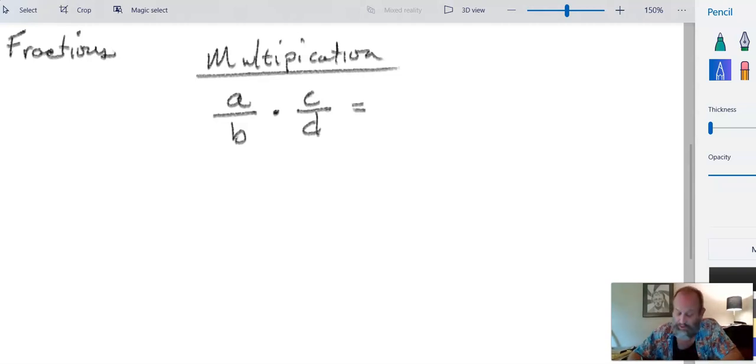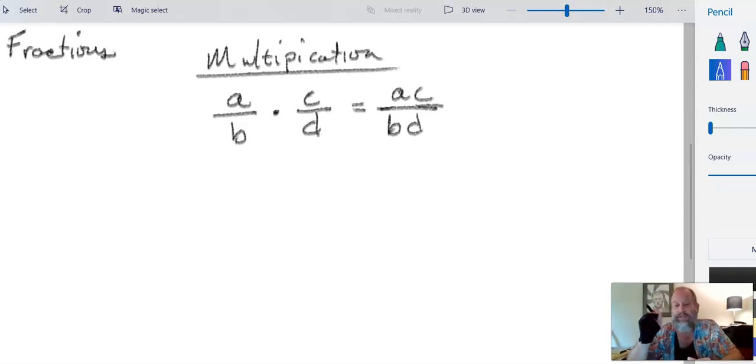Basically what you do is you multiply straight across. So I multiply the numerators. A times C is AC, and B times D is BD. Oops, that's not a B. I think the internet's making me dyslexic. Okay, so BD. There we go. And that honestly is the definition.